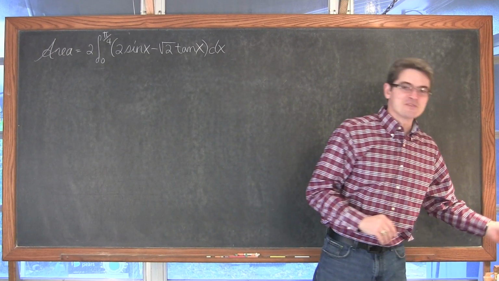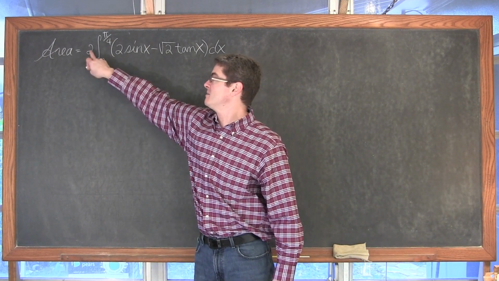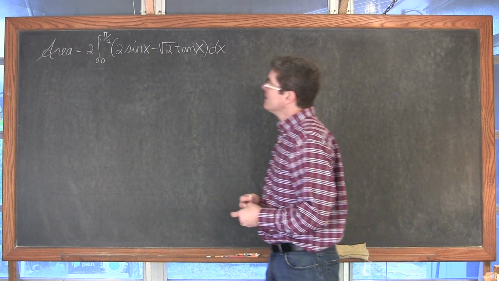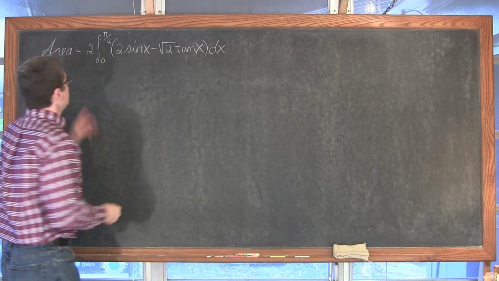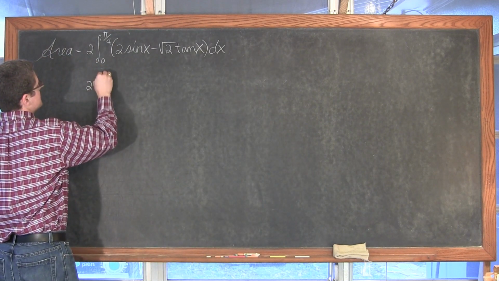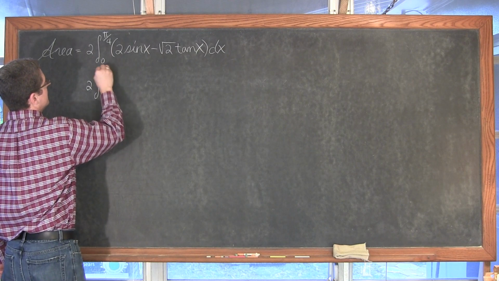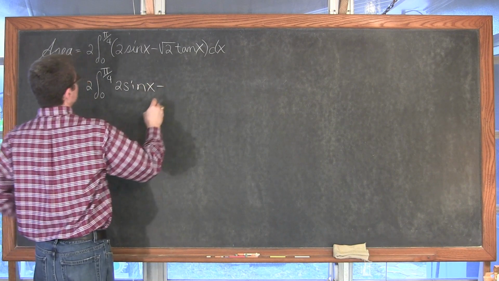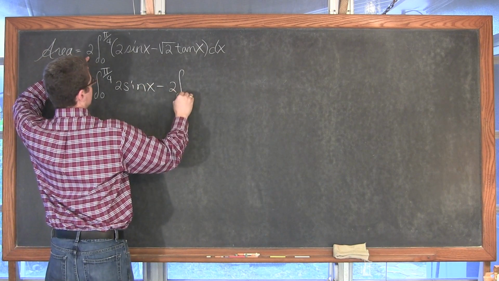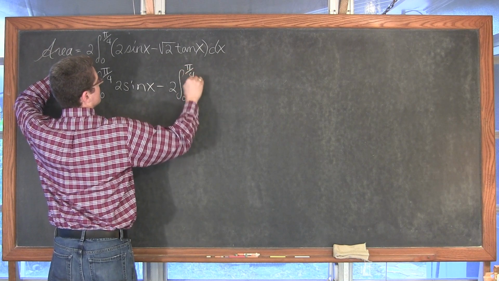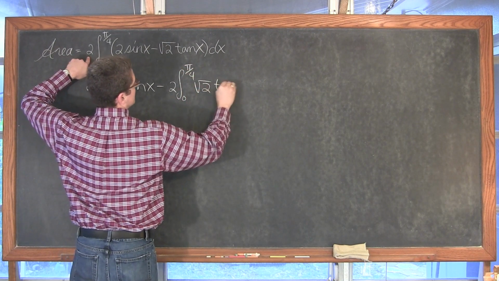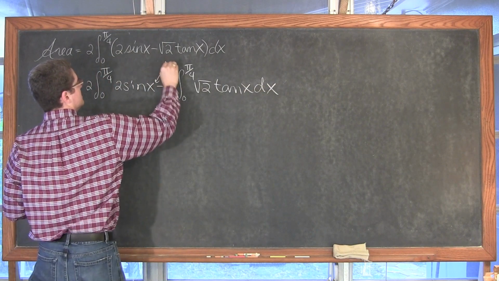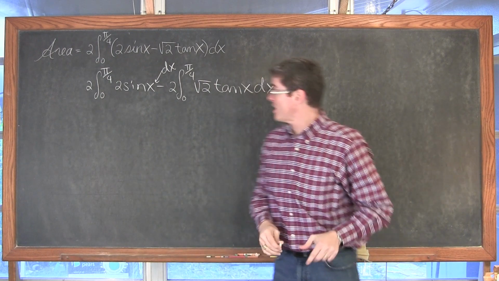Alright, we got our definite integral set up. It is for that area in quadrant 1, multiplied by 2 again to account for the one in quadrant 3 that will be equal in area. I'm going to write this separately and have this as 2 times the definite integral from 0 to pi over 4 of 2 sine x, minus 2 times the definite integral from 0 to pi over 4 of square root of 2 tangent of x. And I just realized that I forgot my dx in there. Don't do that. Your teacher will probably mark off a couple of points.